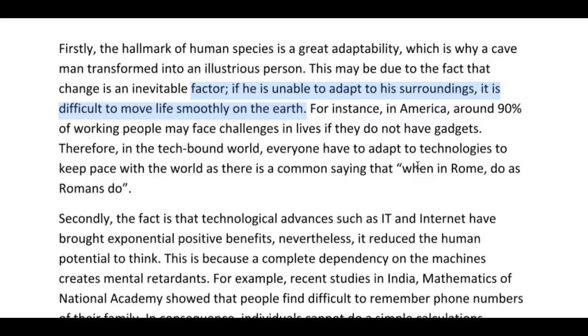Okay, whereas the expression when in Rome, do as Romans do, you had to really bend the essay round to fit in with the expression, which is not the right way to use expressions.